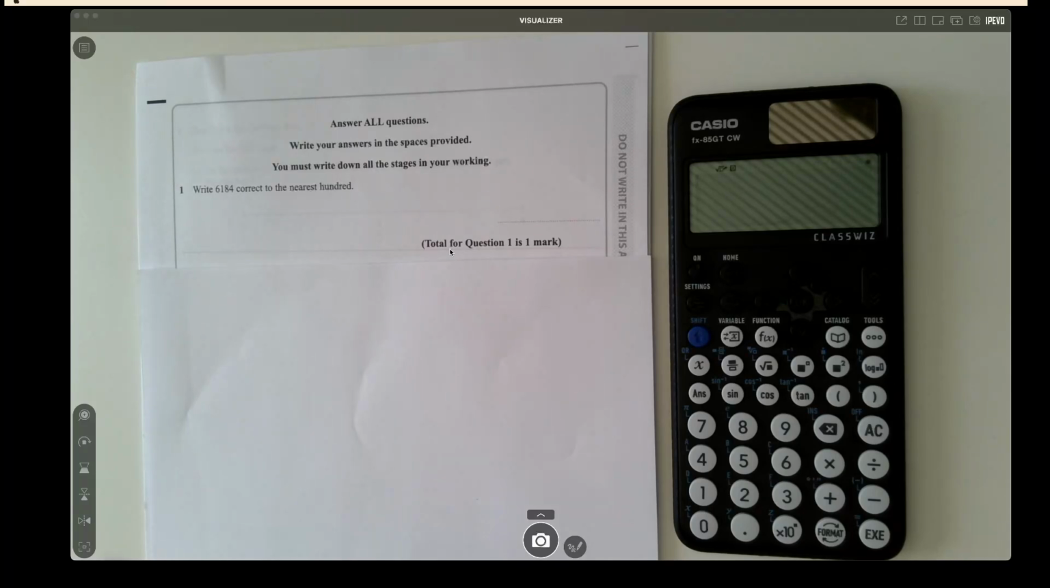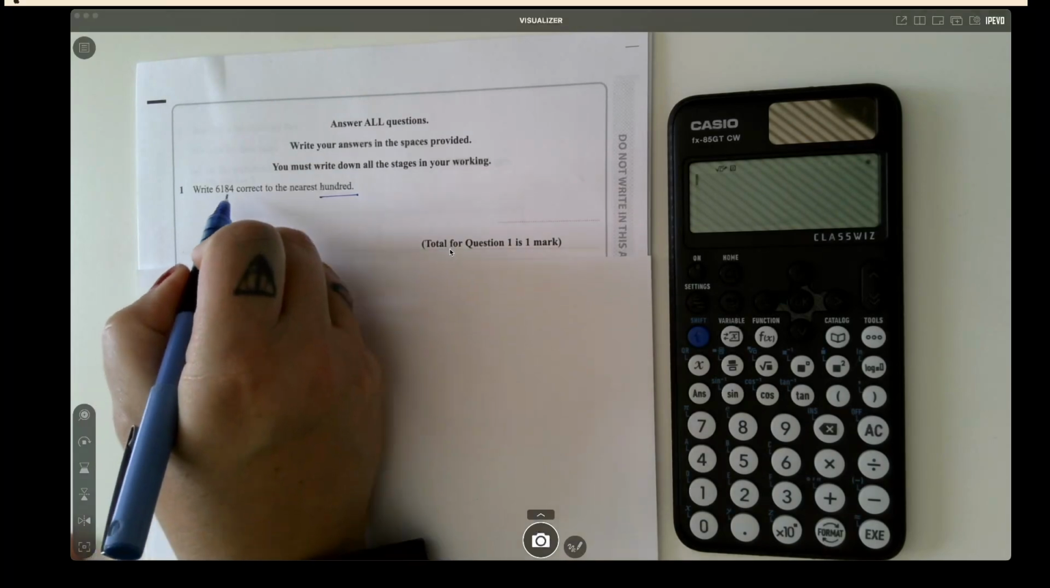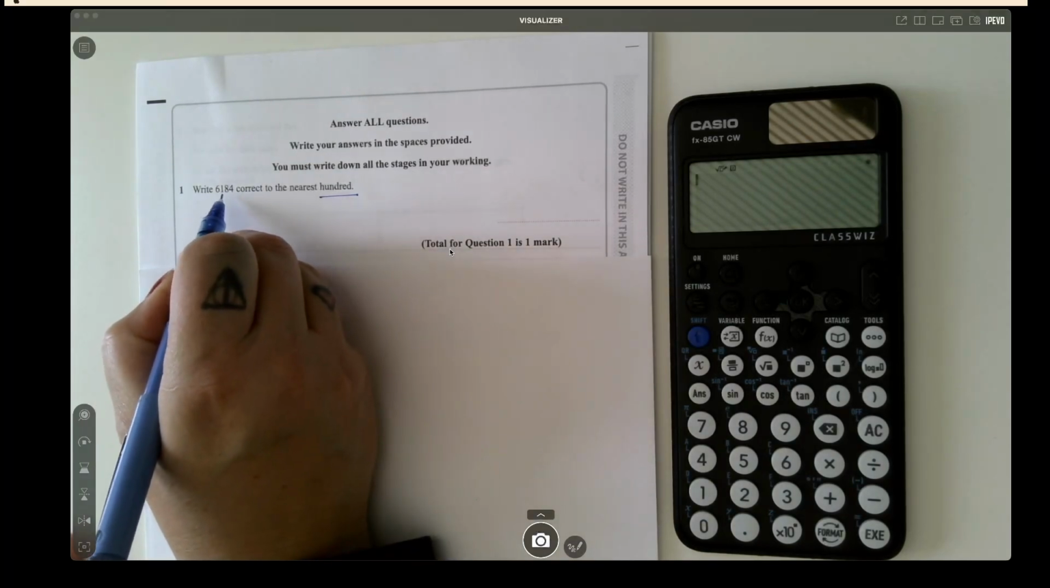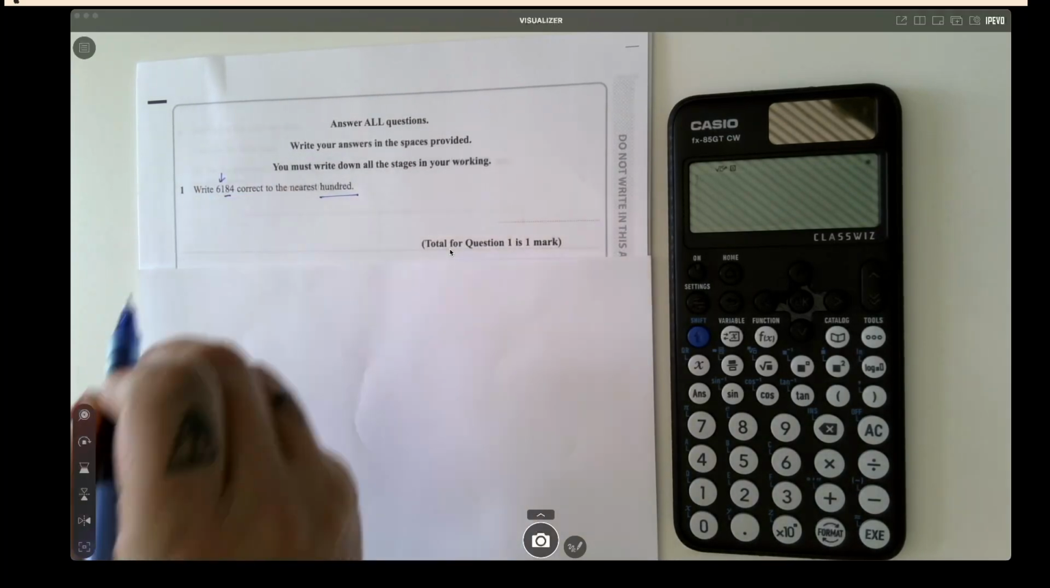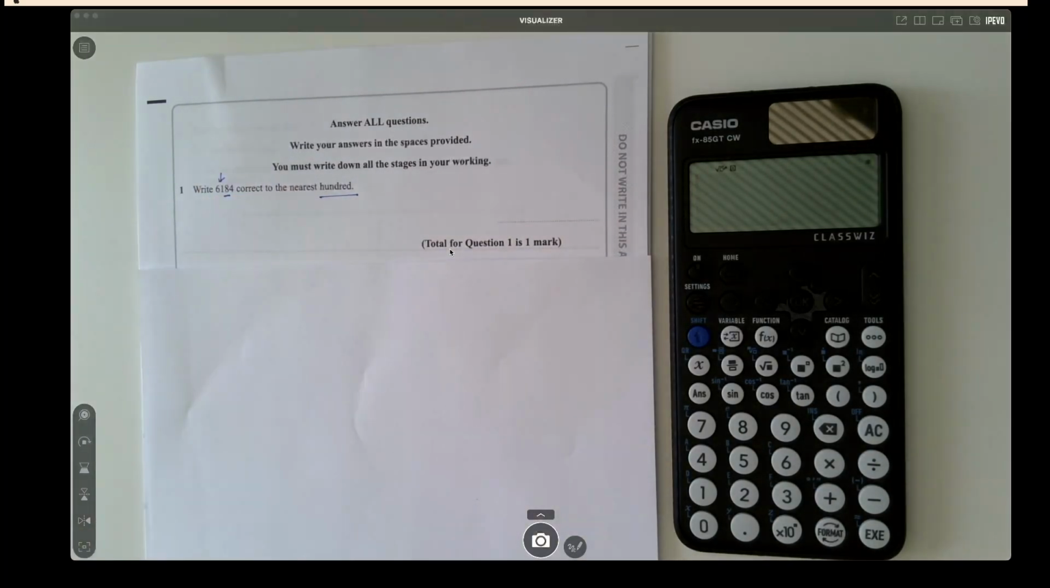Question 1. Write 6,184 correct to the nearest hundred. So units, tens, hundreds, thousands. So this is our hundreds column. So we're going to look at the number to the right in the tens column.